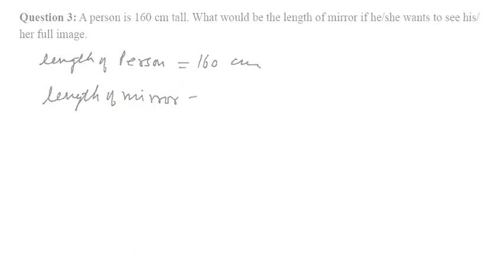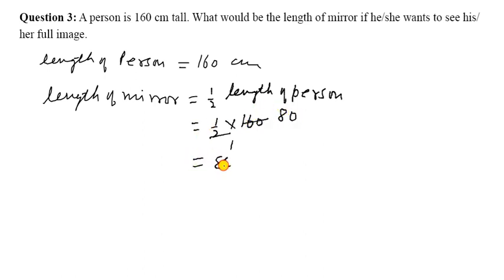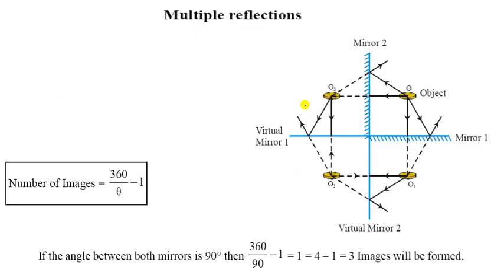The mirror length will be equal to 1/2 the length of the person. The length of the person is given as 160 centimeters. So half of 160 becomes 80 centimeters, and that is your answer.